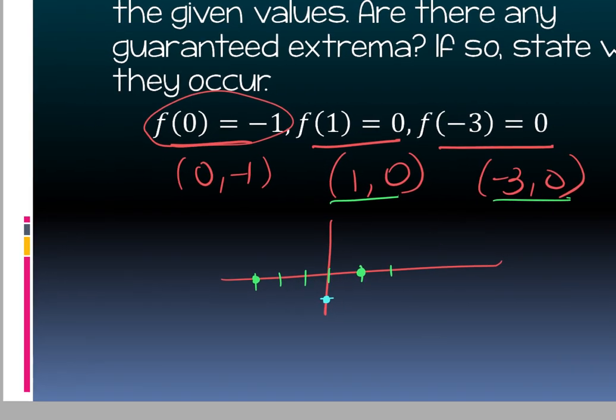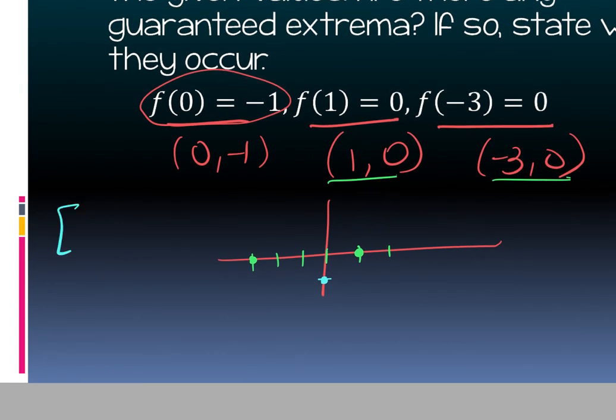So we're back to interval notation, folks. From negative 3 to 1, you're guaranteed at least one extrema. It's like in between the x-axis, right? In between the zeros. So if there was another 0 over here, I'd be guaranteed to have one in between these two.